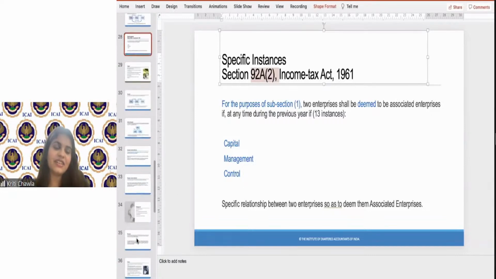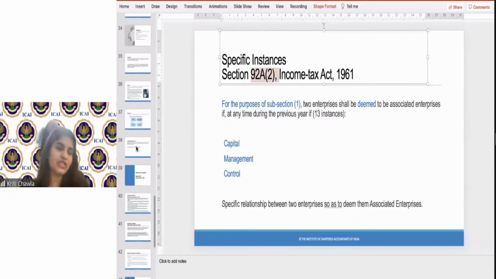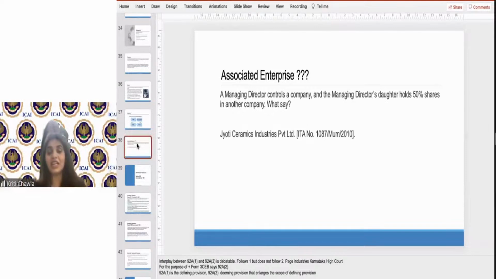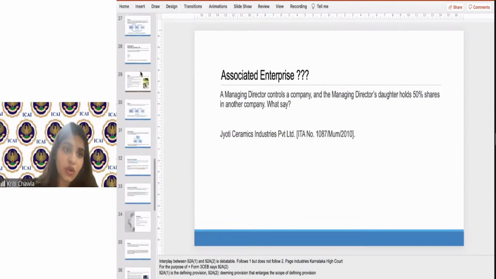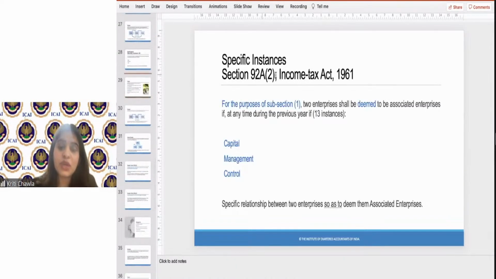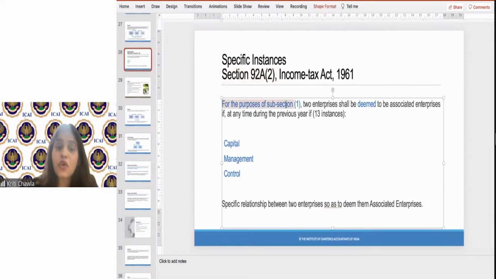Well, there are a lot of case laws out there, so I cannot conclusively say whether they are related to each other or not. But if you look at the language of the law, if you look at section 92A2, it says for the purposes of subsection 1. So when they say for the purposes of subsection 1, that basically means that they are interrelated to each other.